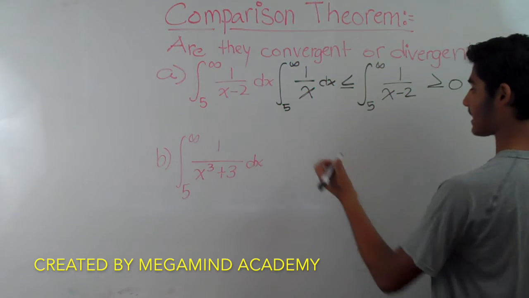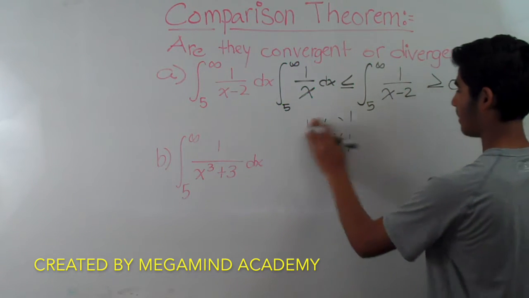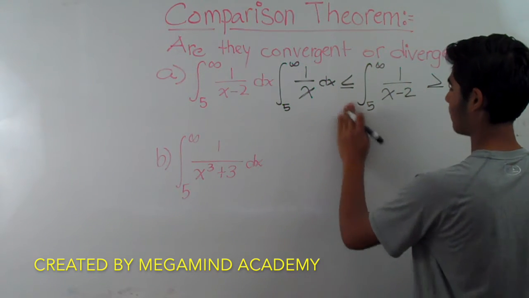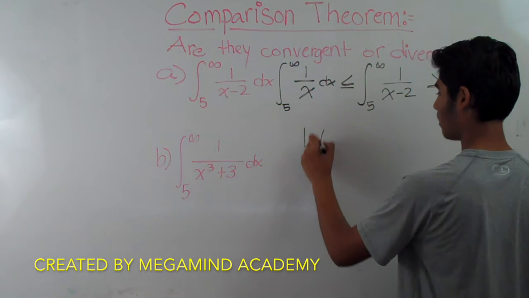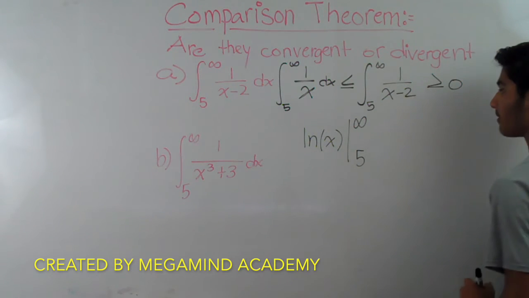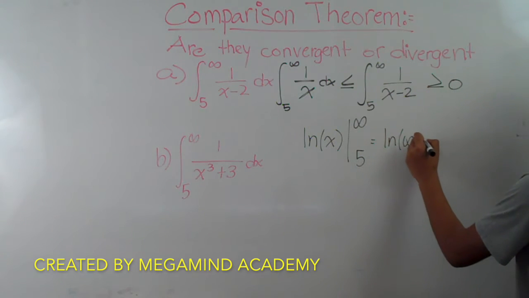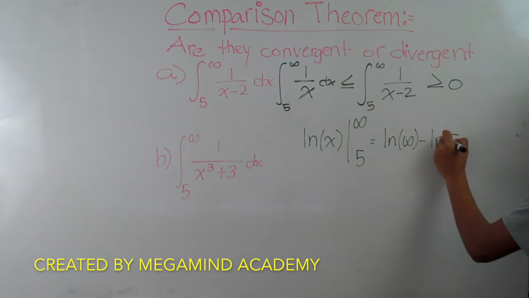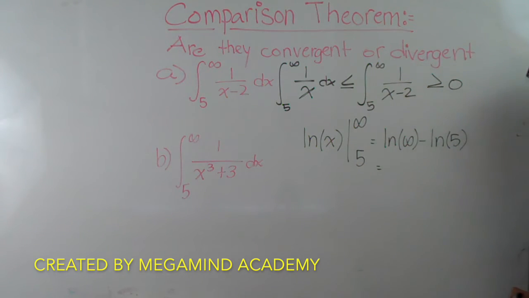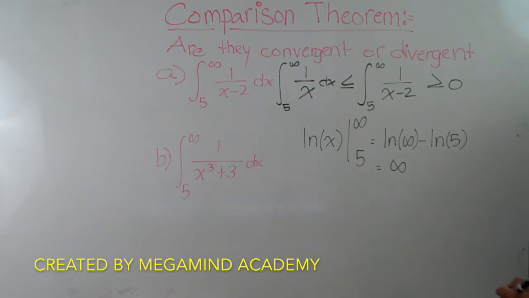So the integral of 1 over x is the natural log of x. Now we have to evaluate this. It's the natural log of x evaluated at infinity and 5. So this would be equal to the natural log of infinity minus the natural log of 5, which is infinity minus the natural log of 5, which is infinity. And we know that we cannot put infinity down for an answer because we don't know what infinity is, and that means that this is divergent.